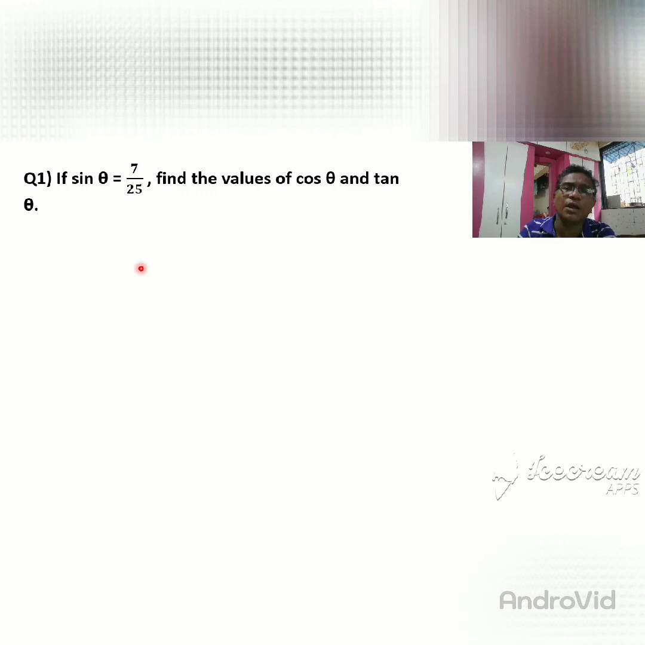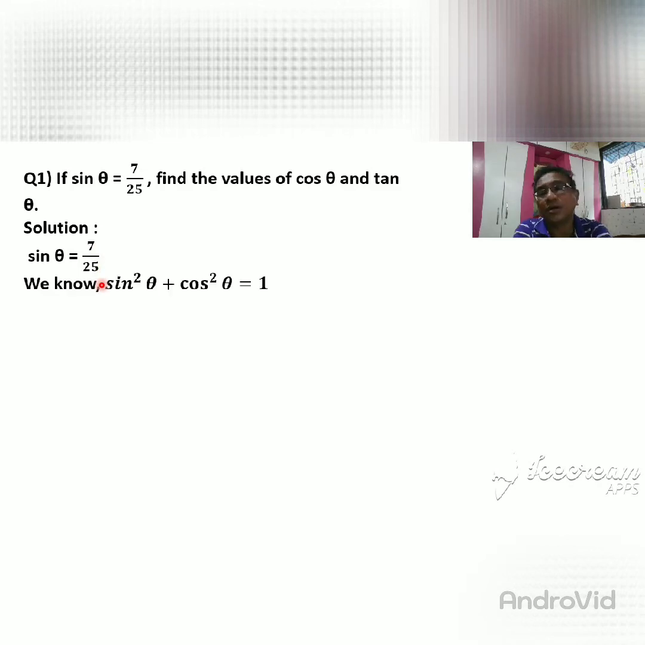So see here, how can you find it? What is given must be written first. The sin theta value is given, so I write 7 upon 25. Sin means opposite divided by hypotenuse, so opposite is 7, hypotenuse is 25. This can be solved with the help of the Pythagoras theorem and also with the help of identities. So we are solving this with the help of identities.